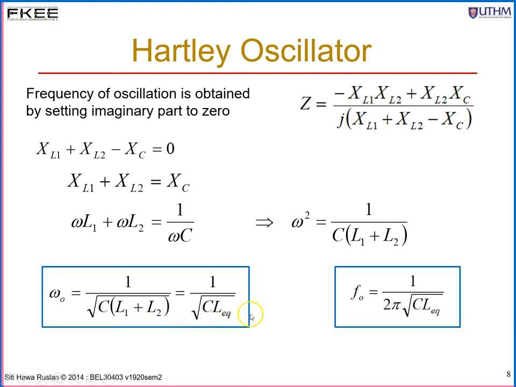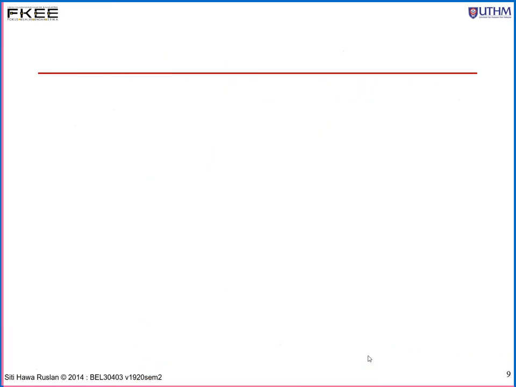This is in radian per second, and in hertz, the f0 is equal to 1 over 2 pi square root of C L equivalent, where L equivalent is actually the total of your inductors, L1 plus L2.